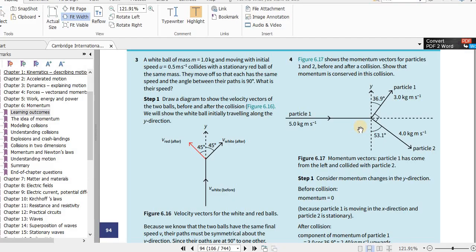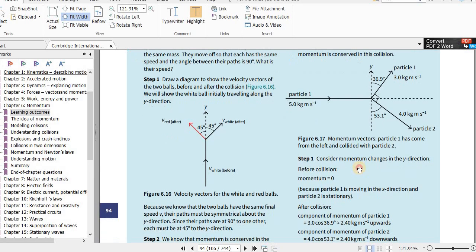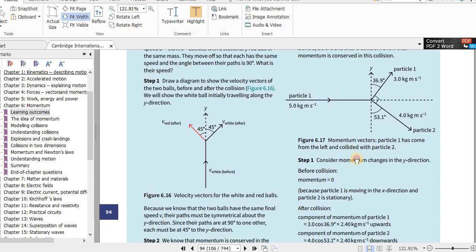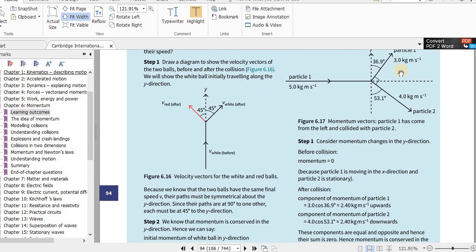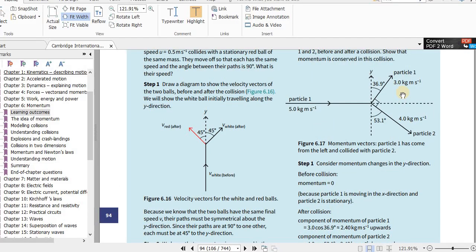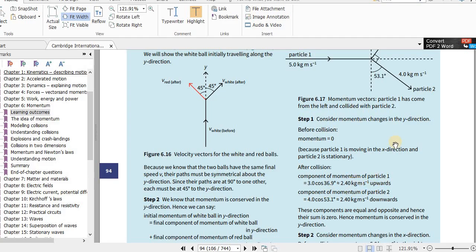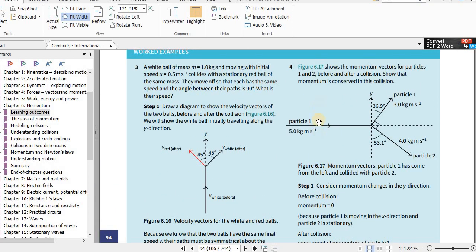So here you can see after collision, the component of momentum of particle 1 is 3 cosine, in the x direction. After collision, 3 cosine 36.9, that is upward. Now in the y direction. Before collision in the y direction it's 0, because whatever was moving before collision was moving in the x direction.